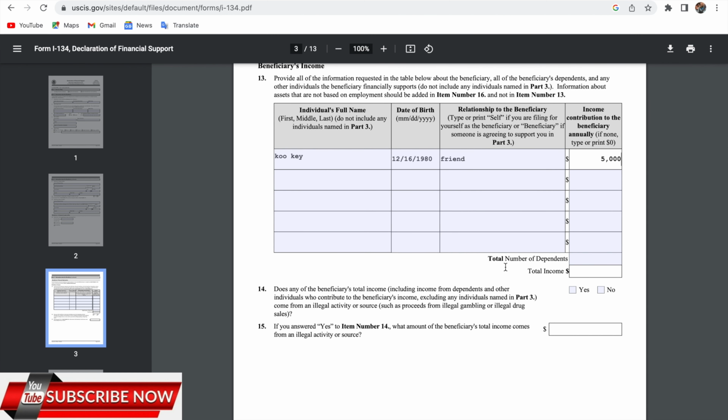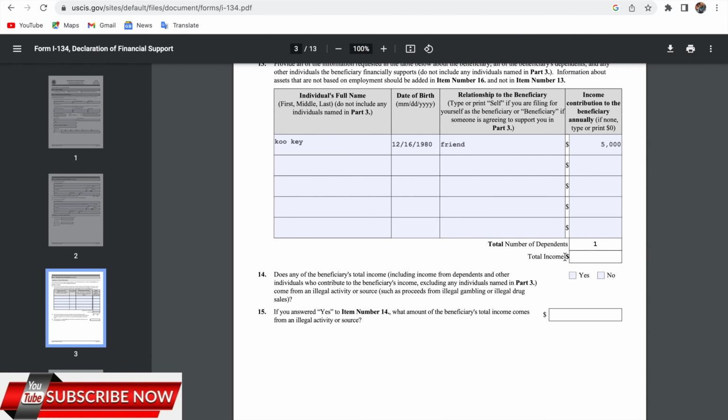And it says a total number of beneficiary, so 1. And it says a total income. So the total income, it doesn't give me the right to put it over here. So when you print it out, then you just write it in ink.